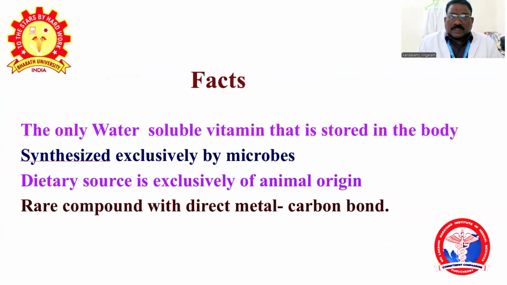What are the important aspects of vitamin B12? Vitamin B12 is the only water soluble vitamin that is stored in the body. It is exclusively synthesized by microorganisms. Dietary sources are exclusively of animal origin. It is a rare vitamin compound with a direct metal carbon bond.